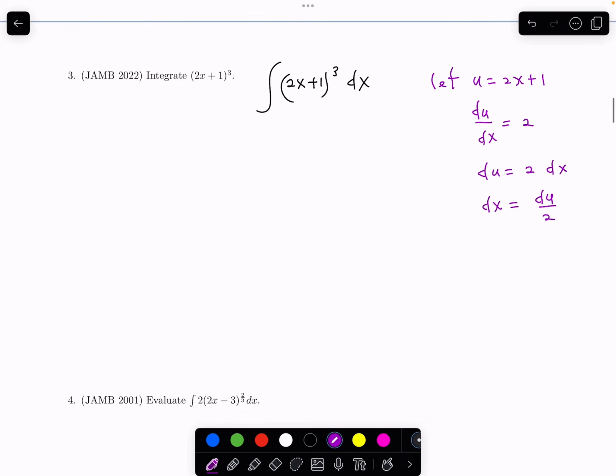So instead of writing 2x plus 1, I'm going to write u. So this is just going to be the integral, there's no limit, so it's going to be the integral of u to the power of 3.